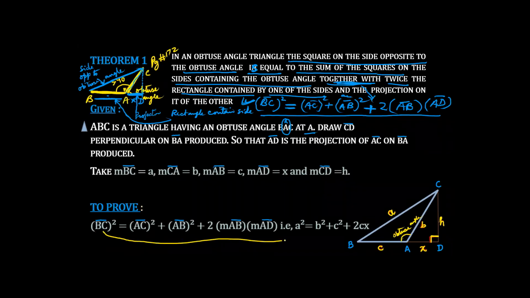BC square means A square. Look at this, look at the figure. It's very clear, huh? And AC square is B square. B square, right?